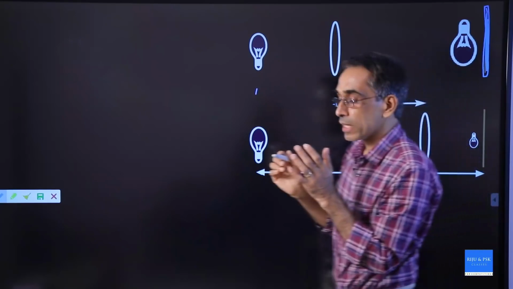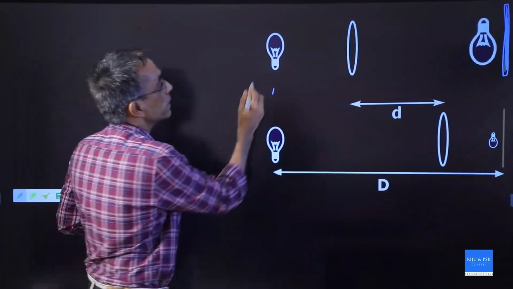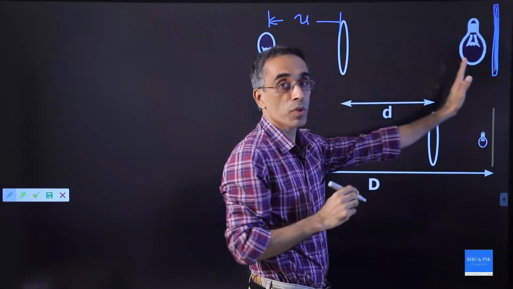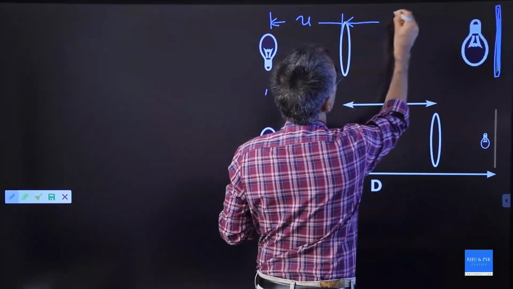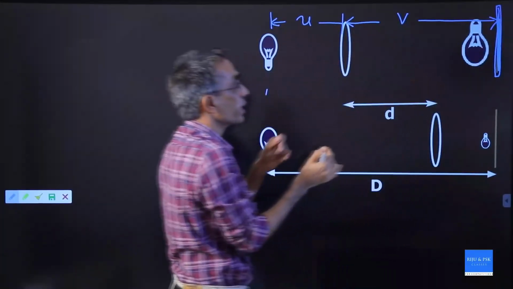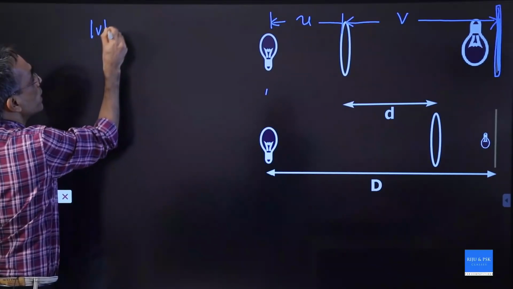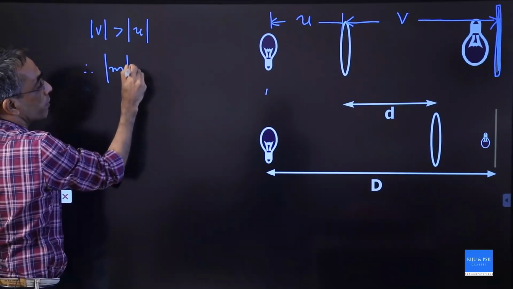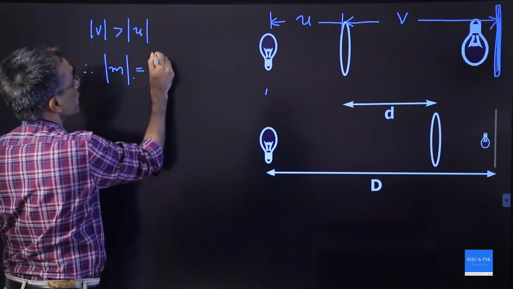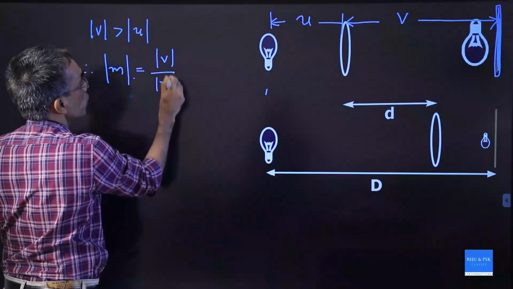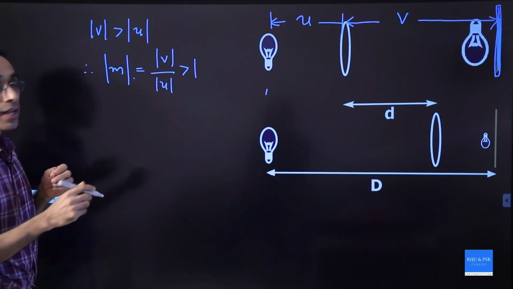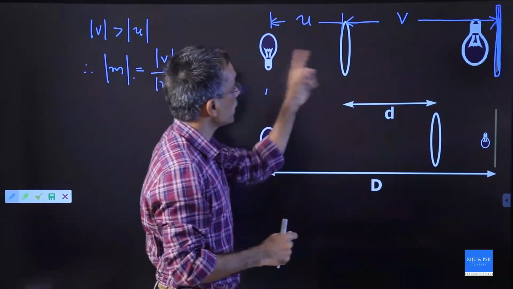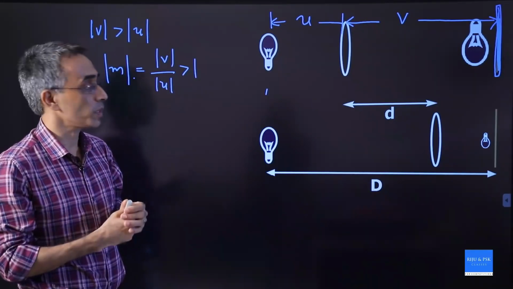So we know when it is kept near the object, this is the object distance, and an image is formed on the screen, and the image distance is V. From the diagram you understand that the magnitude of V is greater than the magnitude of U. Therefore, the magnitude of magnification, which is V divided by U, must be greater than 1. So you will get an enlarged image. That is what I represent here by using a large diagram of the bulb. So in this position you will get a large, enlarged image.